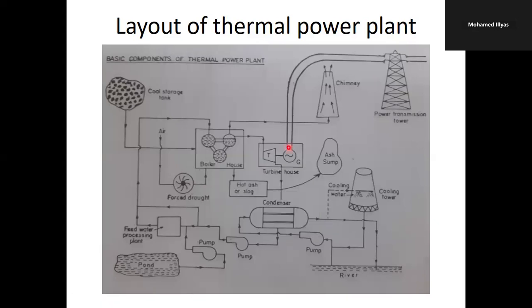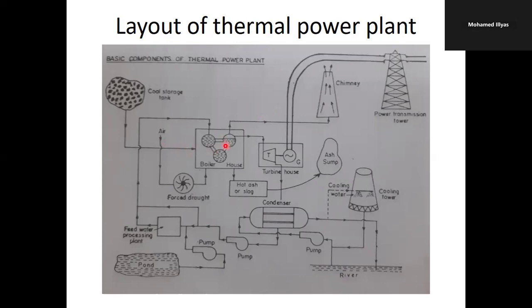So in today's session, we are going to see the layout of thermal power plant, coal and ash handling systems. So regarding this layout of thermal power plant, the diagram shows the arrangement of various equipments which are being used in the thermal power plants, and also it shows the flow diagrams, the working fluids flows to the various equipments, and finally the power is produced.